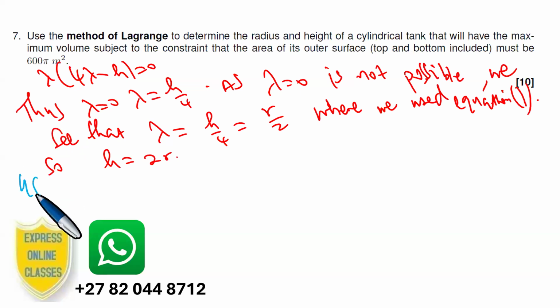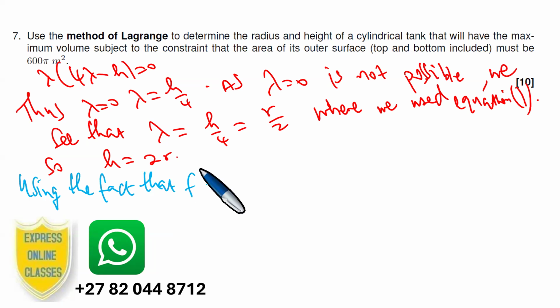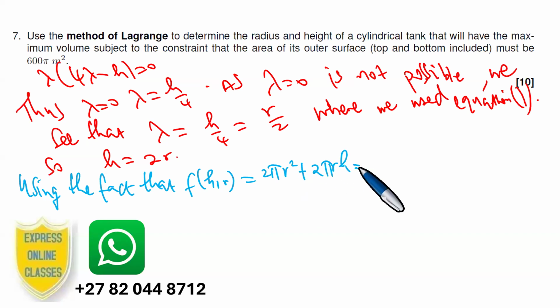Using the fact that F, which is 2 pi r squared plus 2 pi r h, which is 2 pi r times r plus h. Okay, we got F to be like this. Why is F like this?